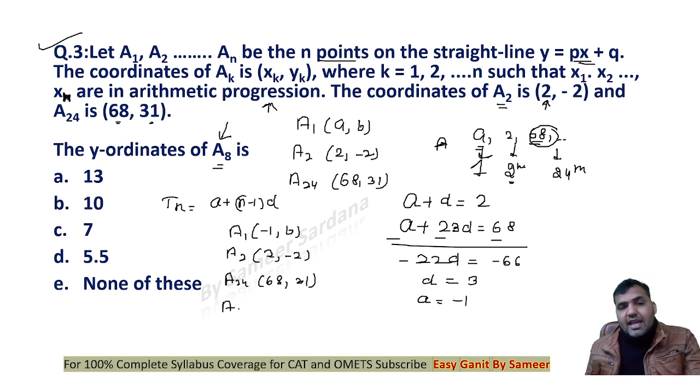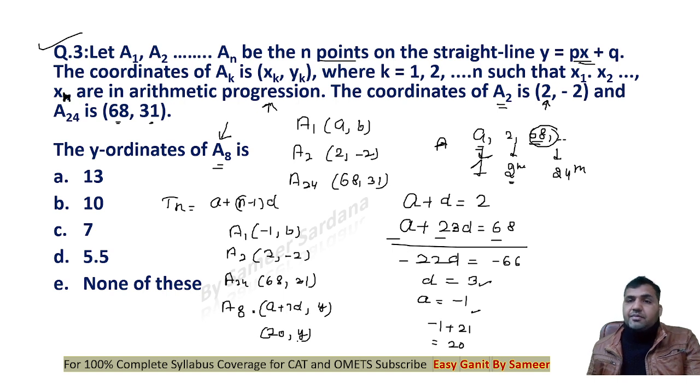If I look at the x abscissa of A8, it would be a plus 7 times d. Here a is minus 1 and d is 3, so a plus 7d is 20, guys. The abscissa is 20, and the ordinate is what we need to find out. Now we know that all these points lie on this line, y equals px plus q.